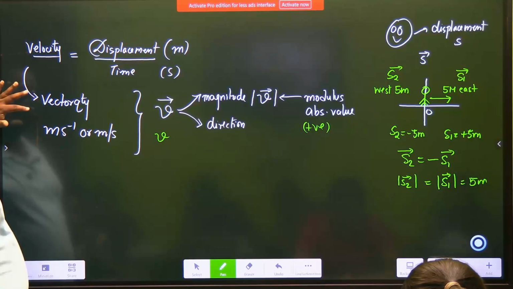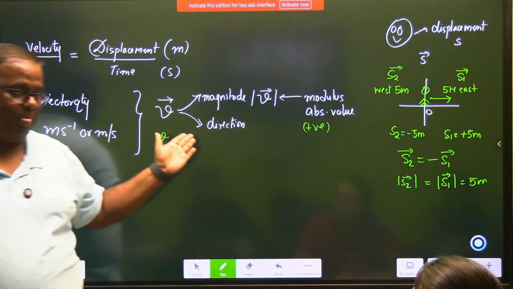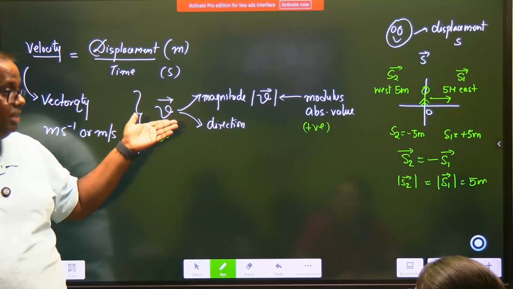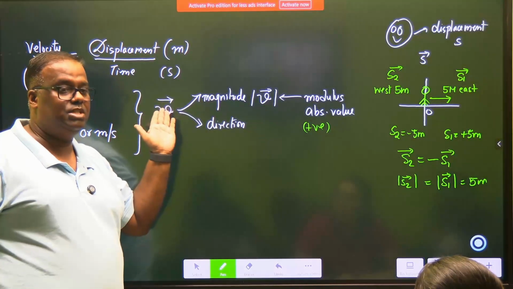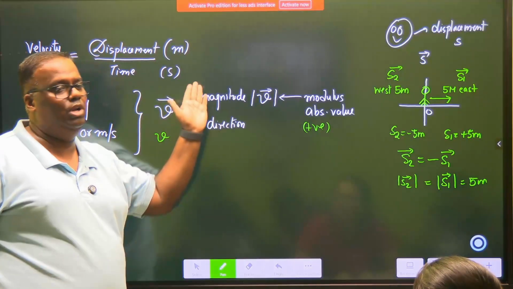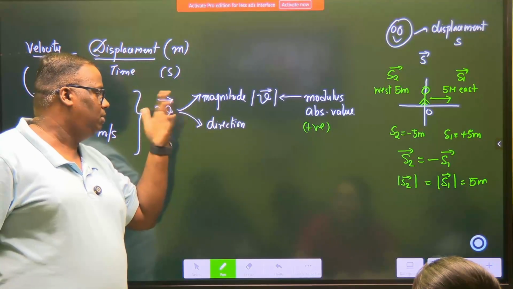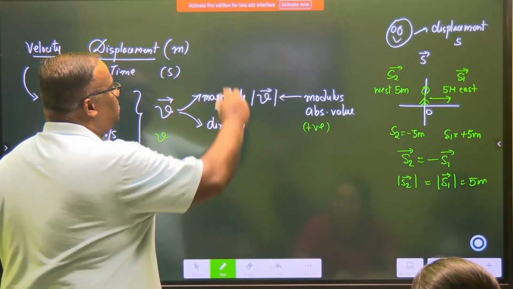However, velocity is a vector quantity. So velocity will have both magnitude as well as direction, just like displacement, right? And velocity will be denoted with a V arrow, which means it's a vector quantity. In some old books, they will print it with bold letters. But the right way to represent it is with an arrow. Understood? So let's take an example here, okay?